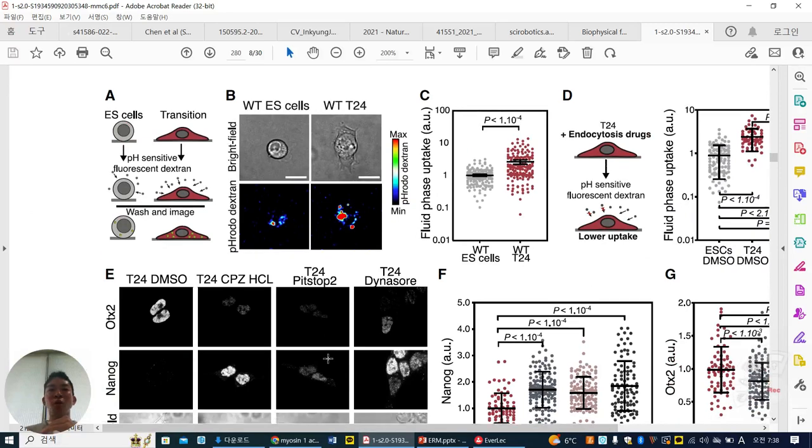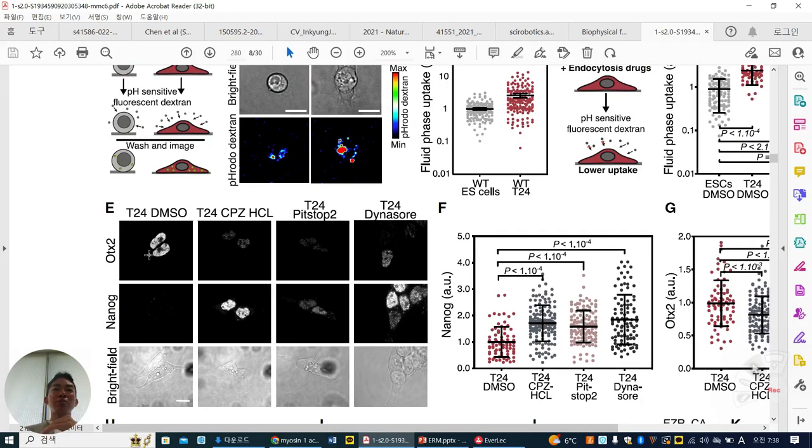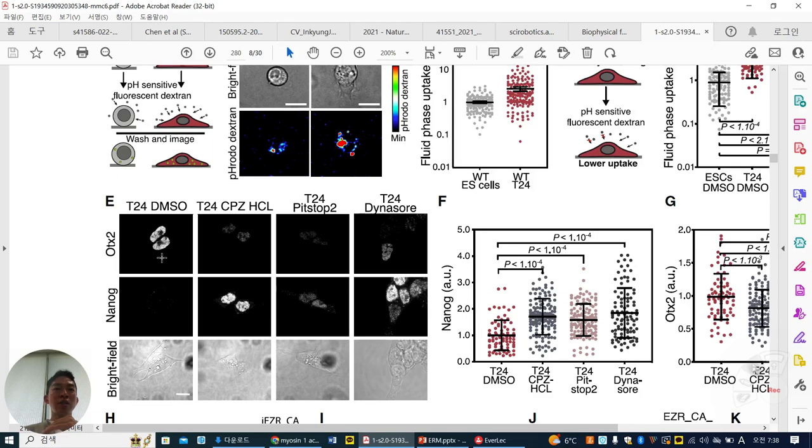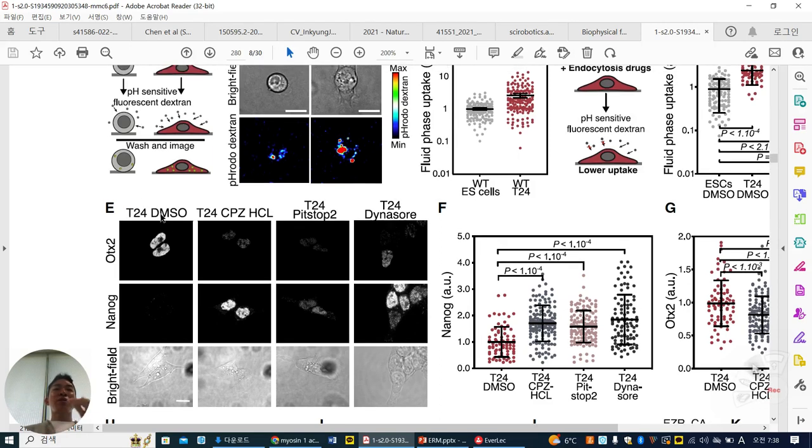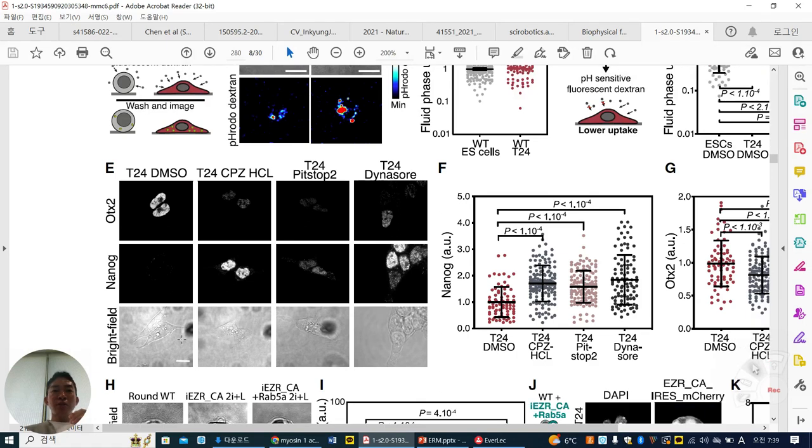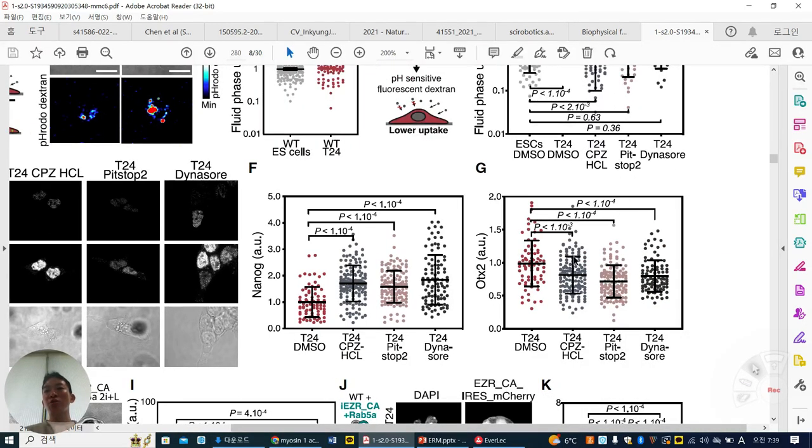While it is decreasing, what happened to their stemness? Here, this DMSO means the differentiation condition, but when they block the endocytosis, they recover the stemness, right? So which means that endocytosis is one of the key sequences from the cell membrane tension decrease. The cell looks similar to the spreading condition, but when they block endocytosis, stemness is maintained. This is their quantification. And then differentiation marker OTX2 is relatively decreased with the endocytosis inhibitor.